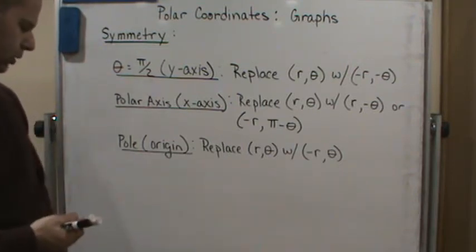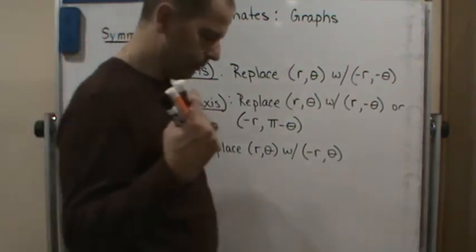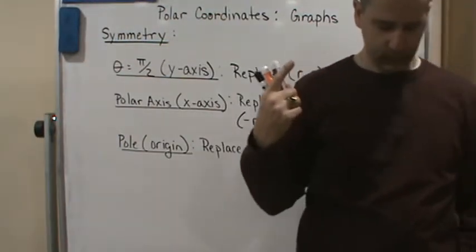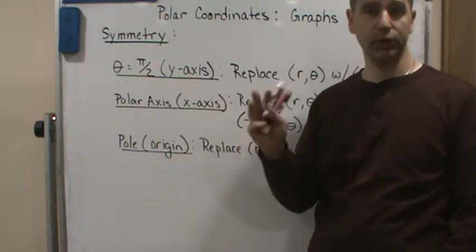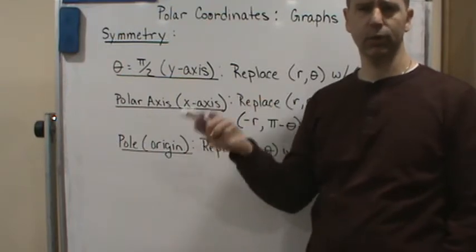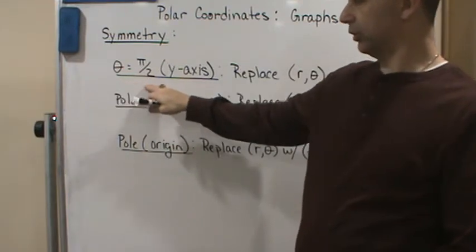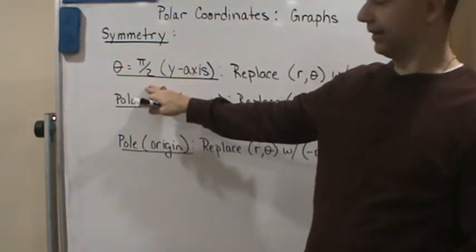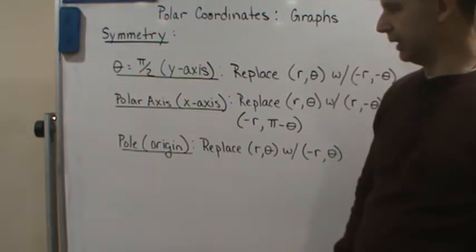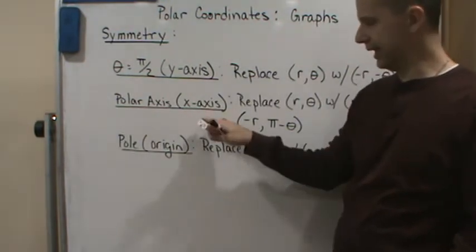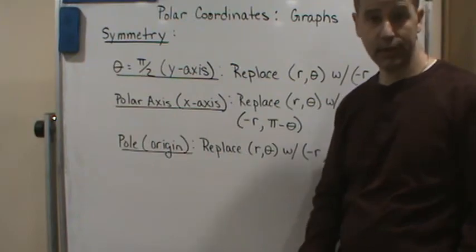Now, with the polar grid, we can think about being symmetric with respect to the y-axis, the x-axis, or the origin, but we don't use those terms. In the polar grid, we talk about being symmetric with respect to theta equal to pi over 2, which is synonymous to the y-axis, or being symmetric with respect to the polar axis, which is the x-axis, and then instead of the origin, we call that being symmetric with respect to the pole.